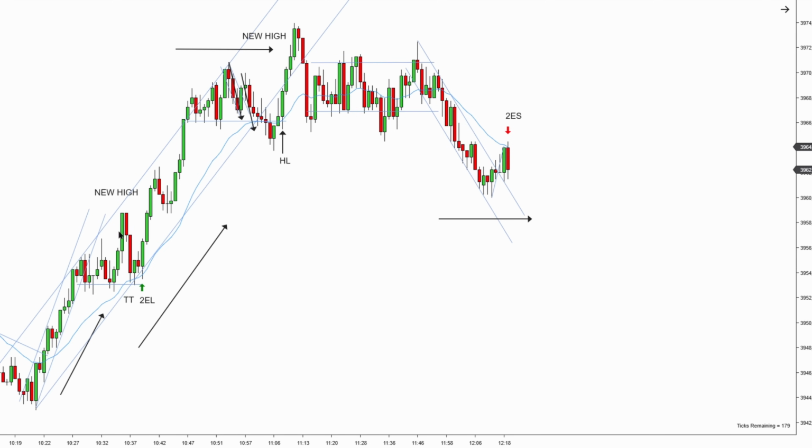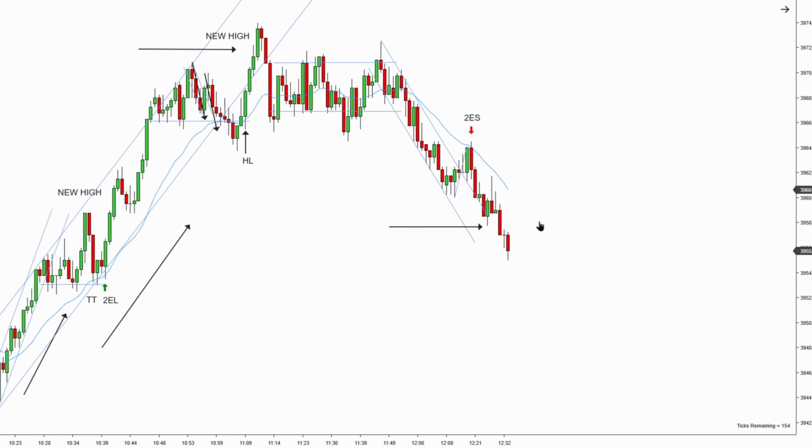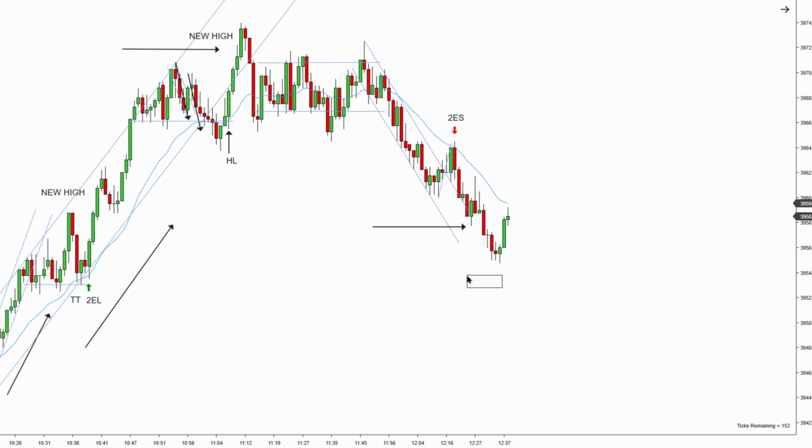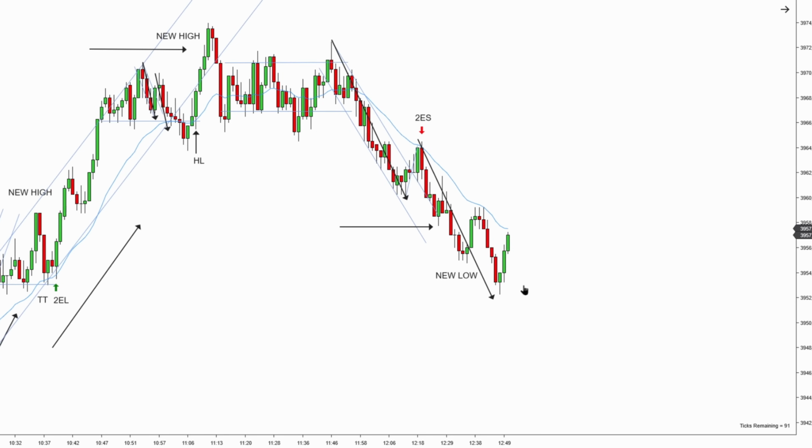Just like on the way down, you're counting for a second entry, excuse me, on the way up, you're counting for a second entry long. On the way down, you're counting for a second entry short. This is where you sell. Market continues working lower, but I have a new low again. New low. It's a little bit too early for me to widen the channel. I need to keep an eye on first leg down, break second leg down. I'm not interested in selling. We're reaching the measured move.